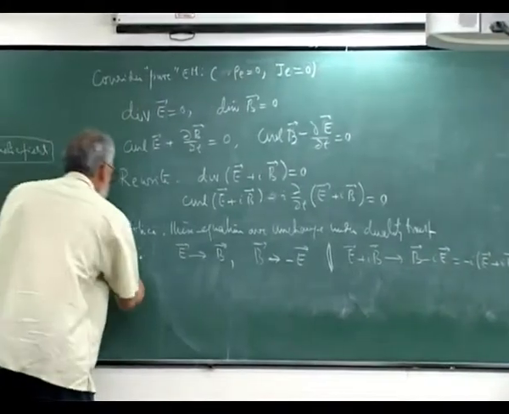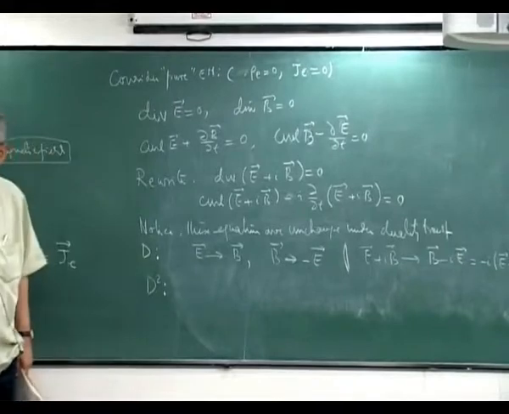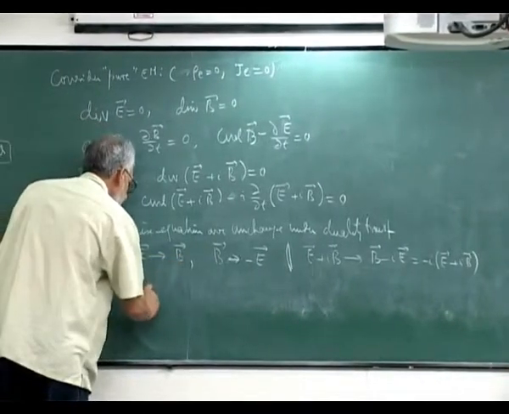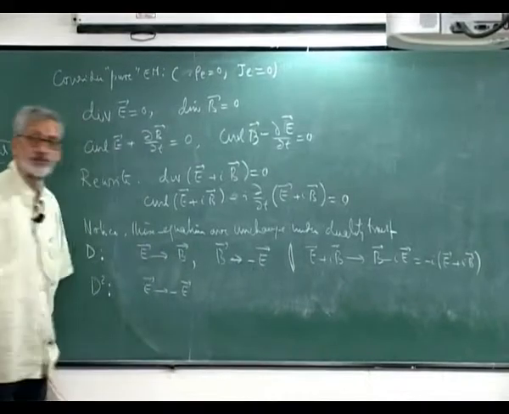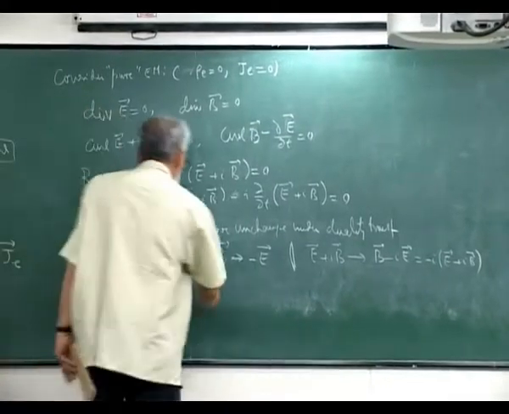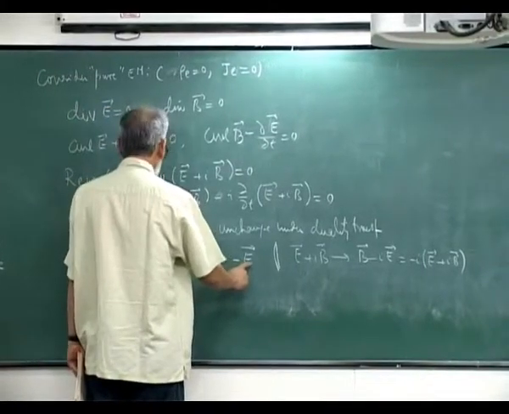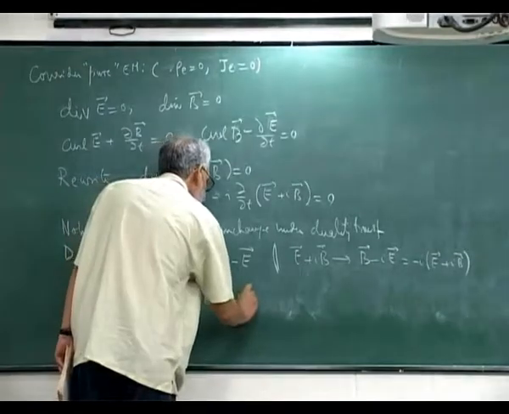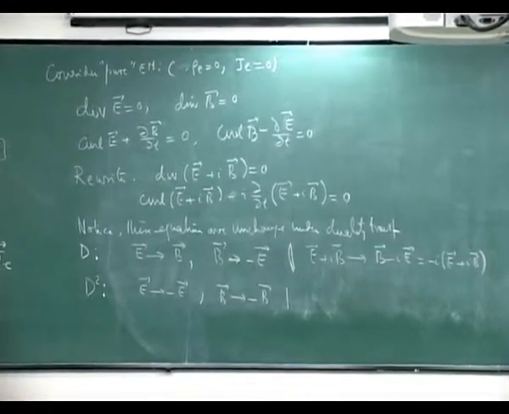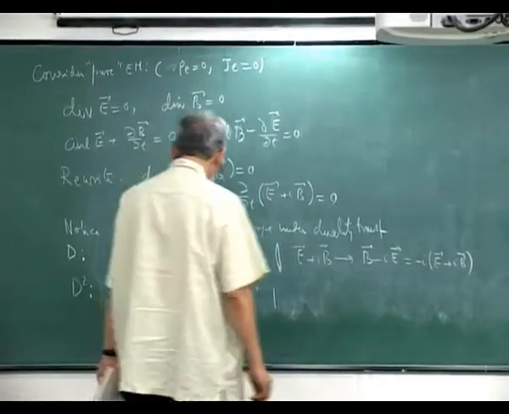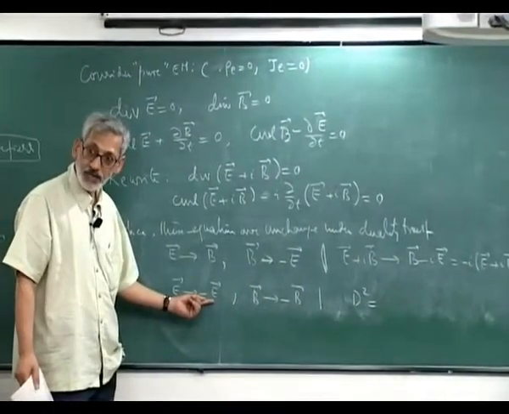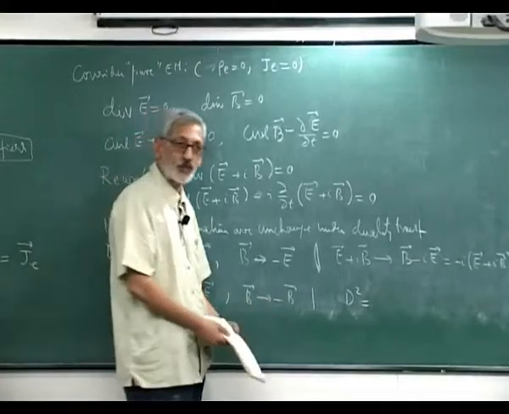Now if I do this transformation twice, then E changes by one transformation to B and B changes to minus E. So E changes to minus E. First transformation B changes to minus E, and second transformation E changes to B. So B changes to minus B. So this tells us D squared changes electric field by sign, magnetic field by sign. So D squared is the same as charge conjugation.